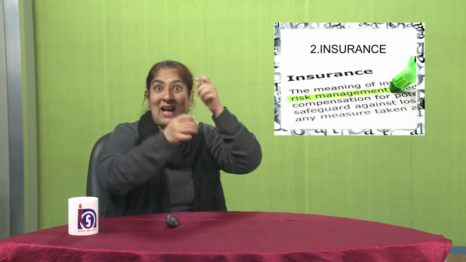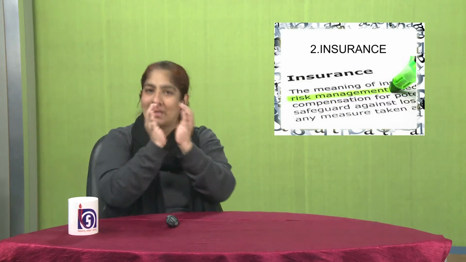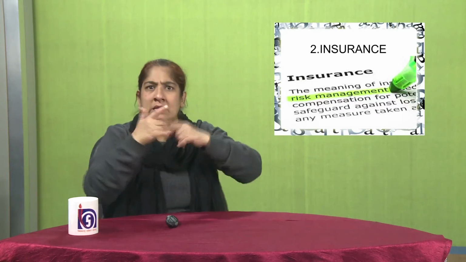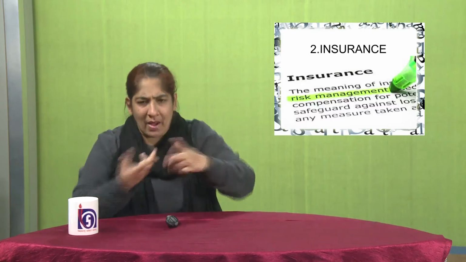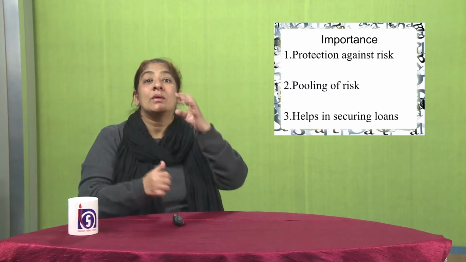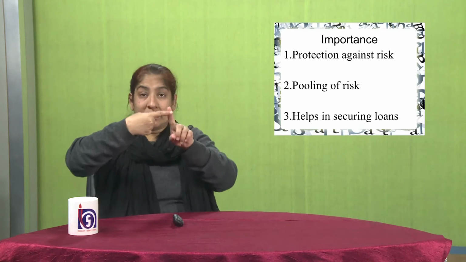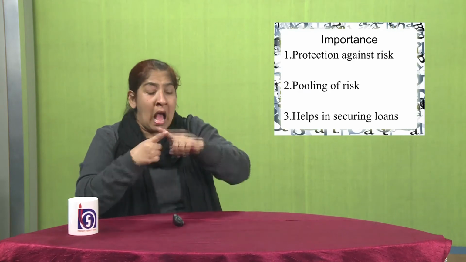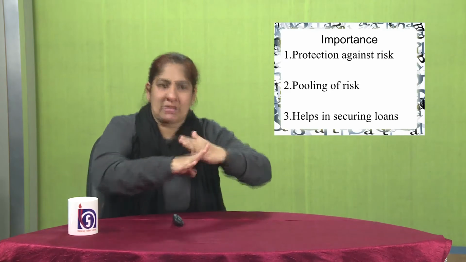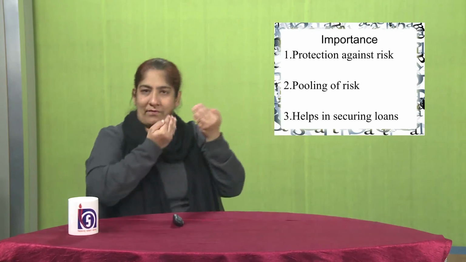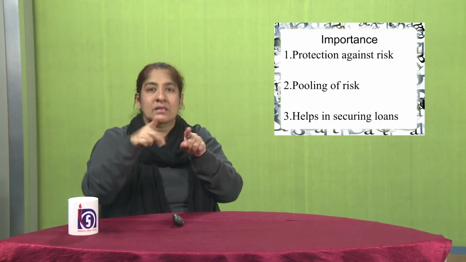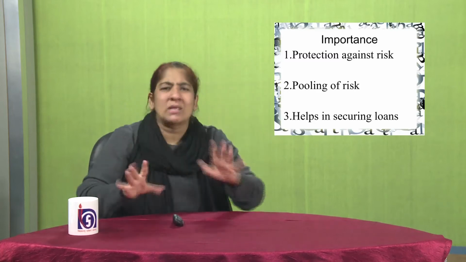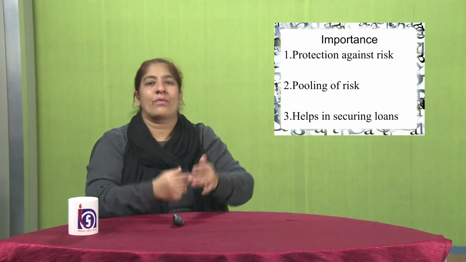Learners, we will now learn about insurance. So, what is insurance? Insurance works as a security or safety for a person. Whenever an accident or anything happens, it protects you. So let us learn the importance of insurance. First, it is protection against risk. There is always protection from any kind of risk. The second is pooling of risk. In the pooling of risk, there are always savings that save you.